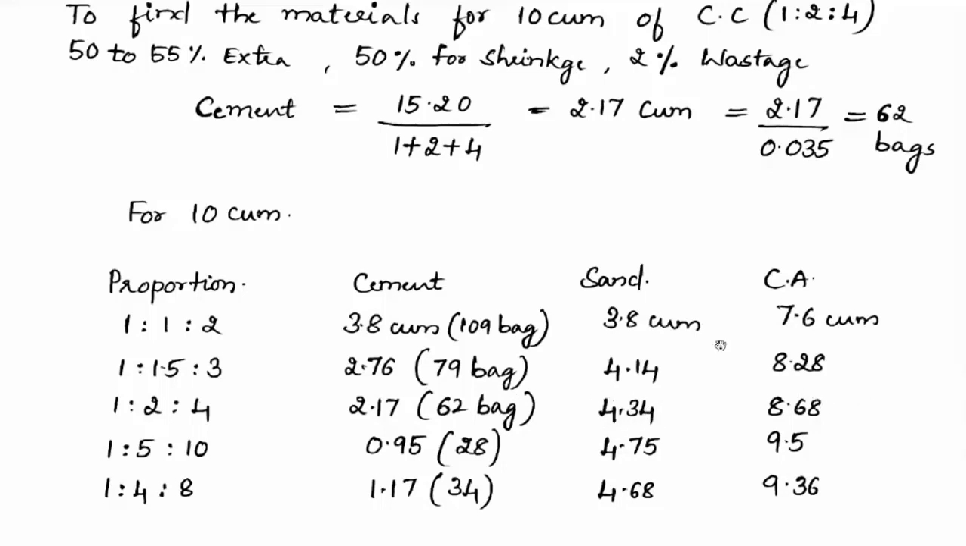Then next, multiply it by 4, right? One part of cement means 4 parts of aggregates are required, right? So 2.17 multiplied by 4, you will get the answer as 8.68. 8.68 cubic meters of aggregates are required. Sand is 4.34 cubic meters and cement is 2.17 cubic meters. In bags, it is 62 bags, right?